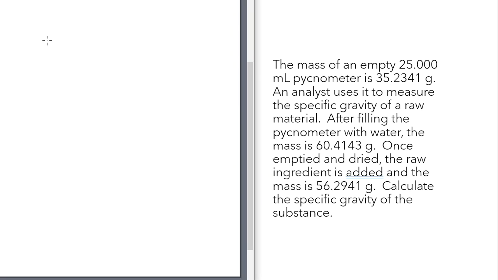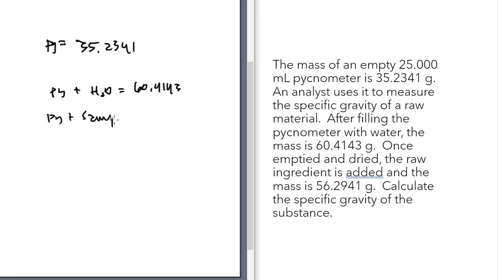All right, so the empty pycnometer, I'm just going to do PY for pycnometer, was 35.2341. And then the pycnometer plus the water that filled it up, we took a new mass, and that was 60.4143. And then the pycnometer that has been cleaned and dried again, but this time instead of water, it's got my sample. That mass is 56.2941.